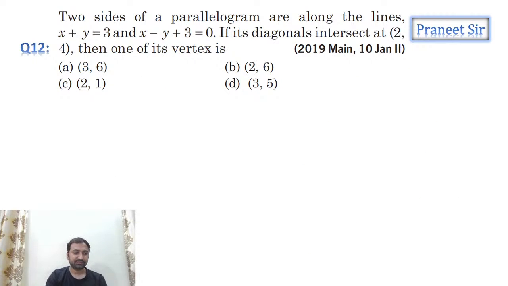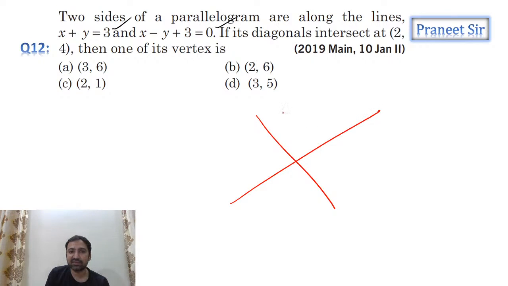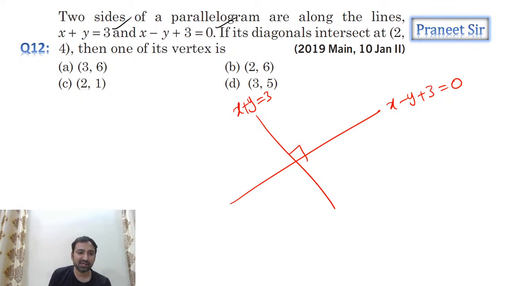Chalo, next question. Guys, in the next class, we'll do 2020 questions. Two sides of a parallelogram are along the lines. So, two sides of a parallelogram are given. If the diagonals intersect at 2, 4, then one of its vertices he is asking. Okay. So, let's take these two diagonals are perpendicular. The given two diagonals are, one line is x plus y is equal to 3. Another line is x minus y plus 3 is equal to 0. Okay. So, clearly we can say that these two given lines are perpendicular.